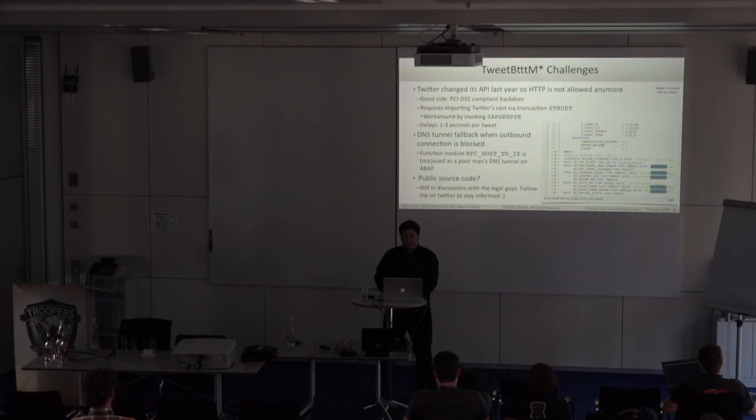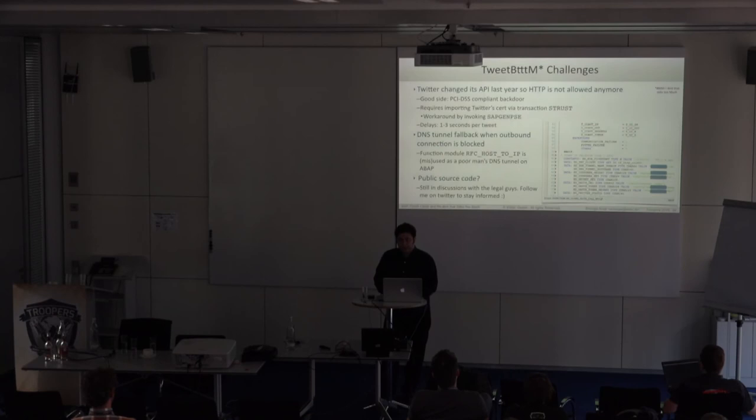What were the challenges we had? First of all, Twitter changed its API more than a year ago, so HTTP is not allowed anymore. So the first challenge was to do HTTPS connections from the ABAP stack, because we had to import Twitter's certificate into the system, and there are ways of doing that with the SAPGUI PSE. The second is a delay of 1 to 3 seconds per tweet. This is sometimes annoying if the system is processing a lot of information, of course.